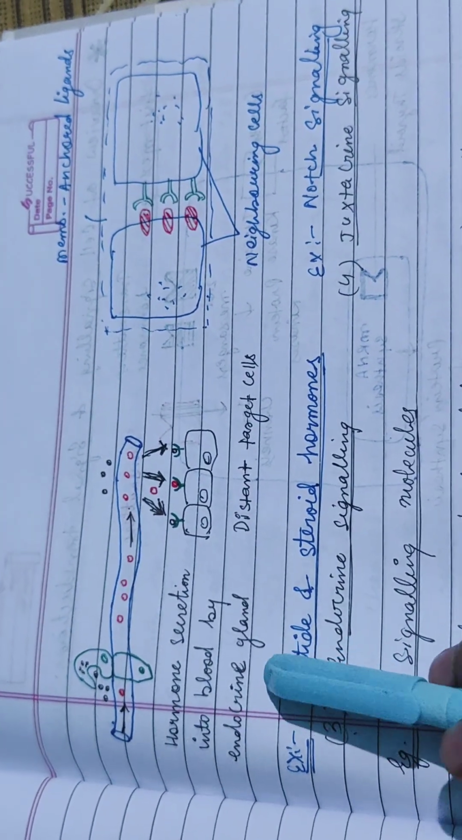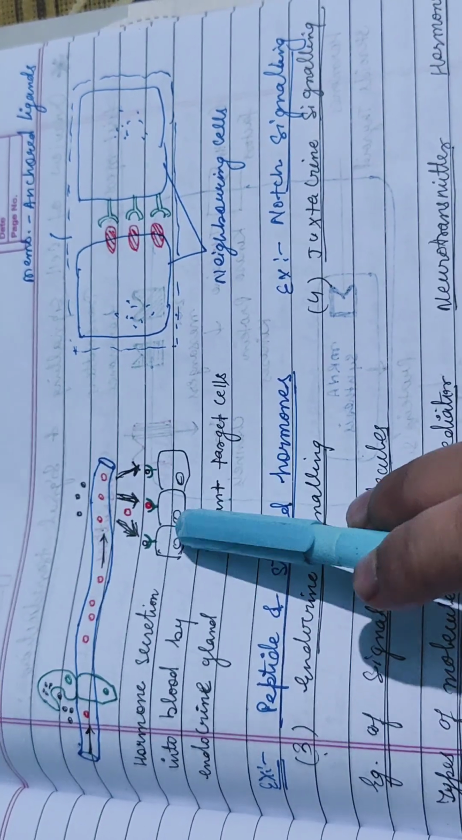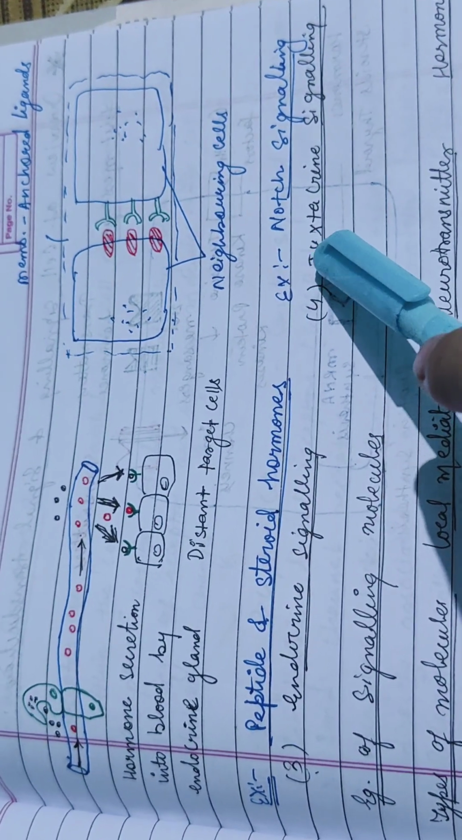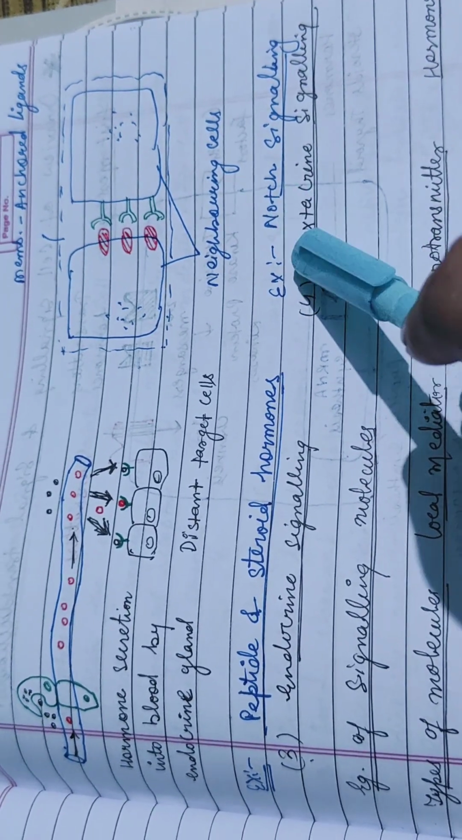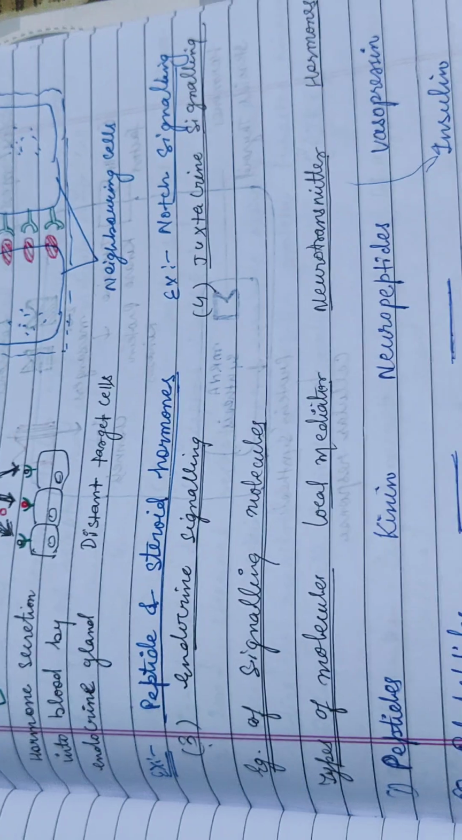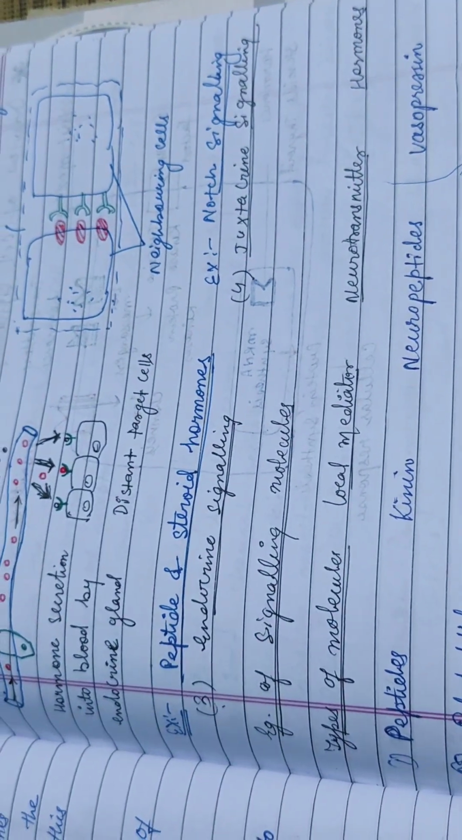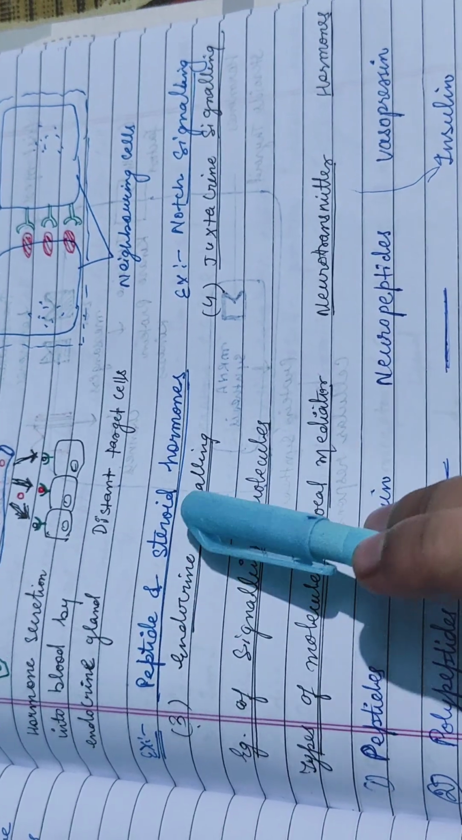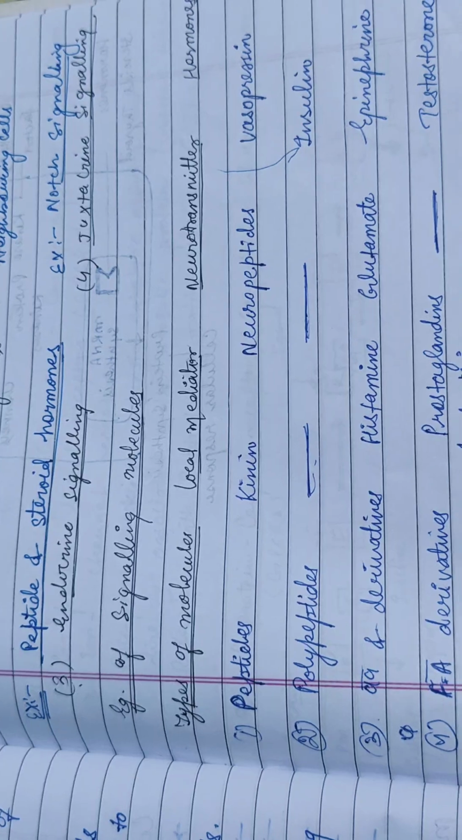And in this figure, the hormone is secreted into the blood by endocrine glands, and the targets are distant cells. Then next one is juxtacrine signaling, in which the neighboring cells are targeted, an example being Notch signaling. Then examples of hormones secreted into the blood by endocrine glands are peptide and steroid hormones. Next signaling is endocrine signaling.